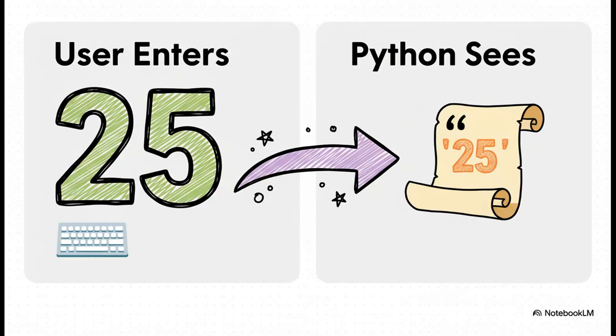So let's really see what's happening under the hood. The user might type the number 25, and they're thinking, great, I gave it a number. But nope. What Python actually gets is the string "25." It sees the character 2 next to the character 5. Same thing for 3.14. To Python, it's just a sequence of characters inside quotes.